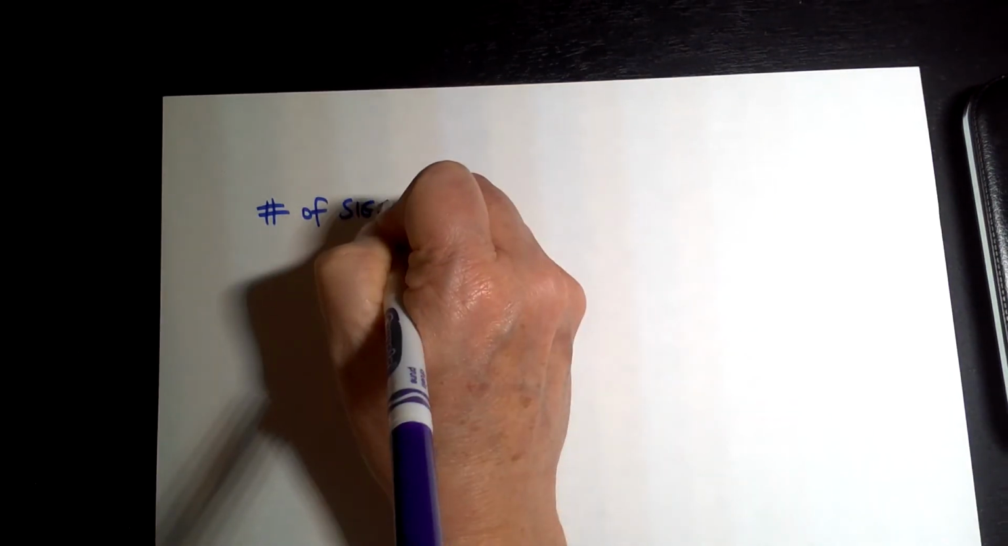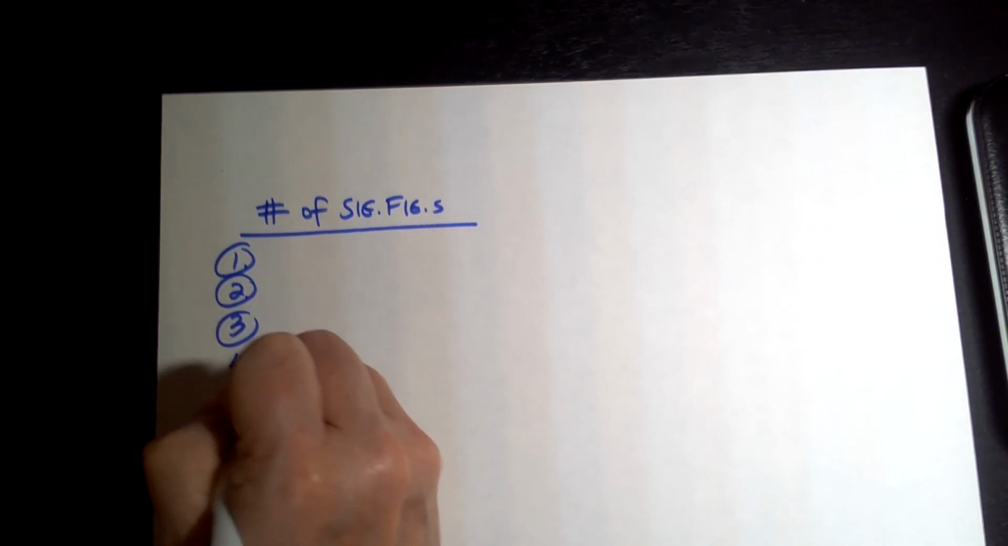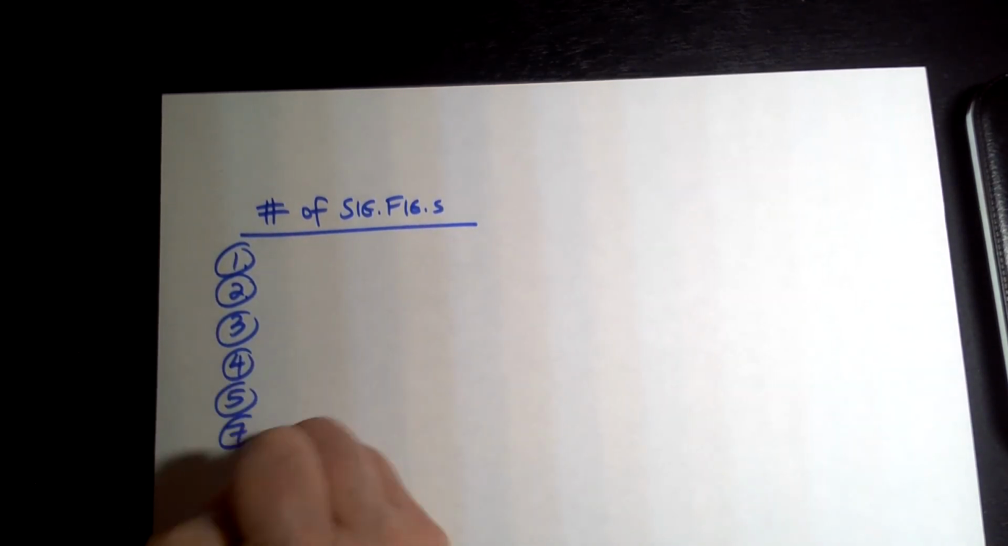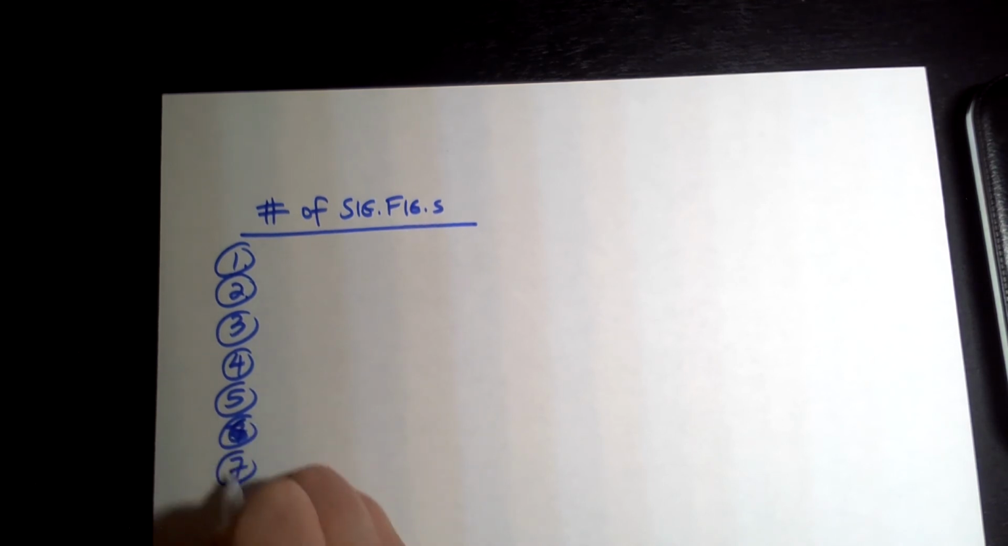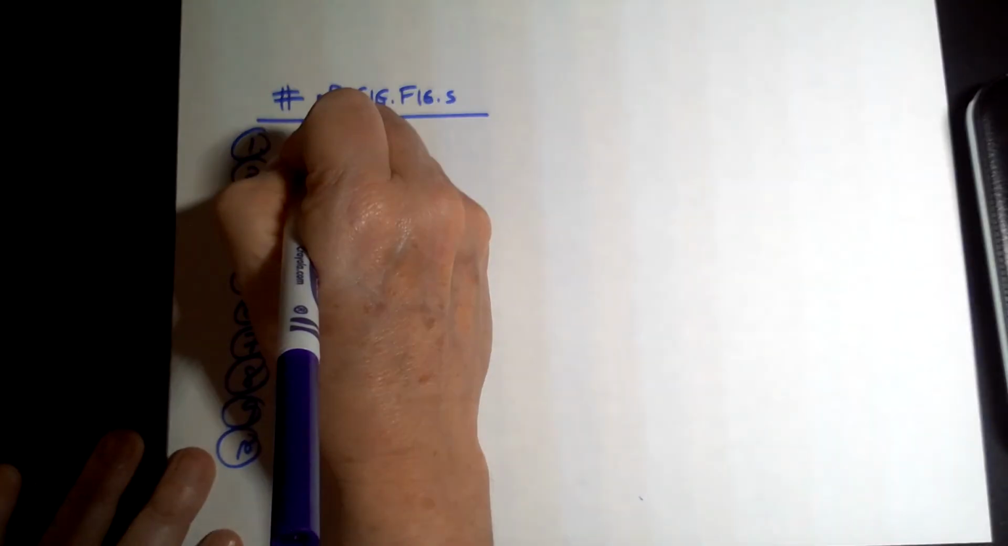All right, so here are your practice problems. Okay, so tell me the number of significant figures. So this number 1, number 2. Ooh, that is number 6, 7, 8, 9, and 10. So write these down and then tell me the number of significant figures.